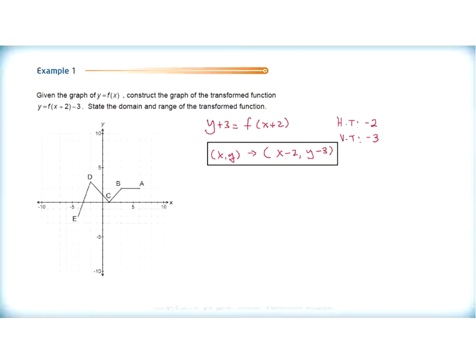So let's do that. The point A has coordinates 6 and 2. Let's plug that into the mapping rule. Let's see what we get. We'll get 4 and -1. That will be the coordinates of A prime. Let's take the point B, which has coordinates 2 and 2. Plug into our mapping rule. 2 subtract 2 is 0. 2 subtract 3 is -1. That would be the coordinates of B prime, 0 and -1.